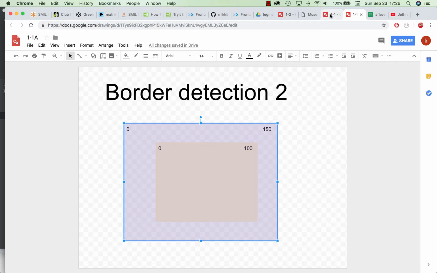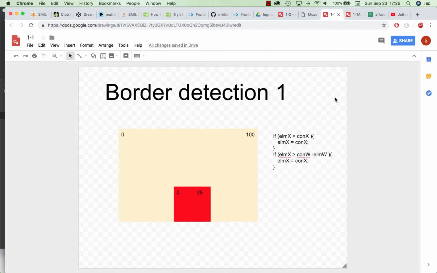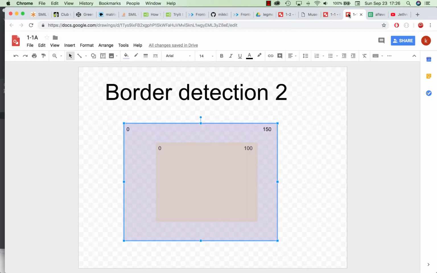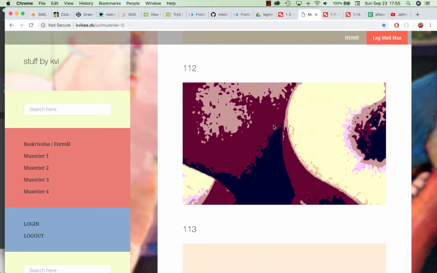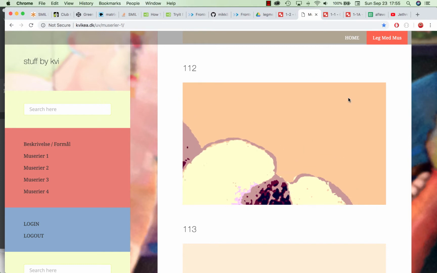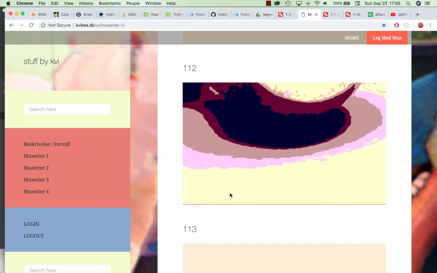The first one had to do with border detection where the drawing looked like this. It was about elements that were smaller than the container. This one is going to be about elements that are larger than the container. In the last example, we dealt with small moving squares we wanted to keep inside a box. In this example, we're having a large element we want to keep covering the container.